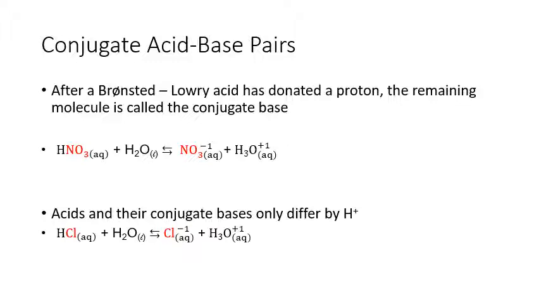But when you look at that, what's the difference? The starting material, the HNO3, and the ending material, the NO3, are very similar. The only difference is that it lost its proton, right? So HNO3 goes to NO3. It lost a proton. The acids give away their protons.